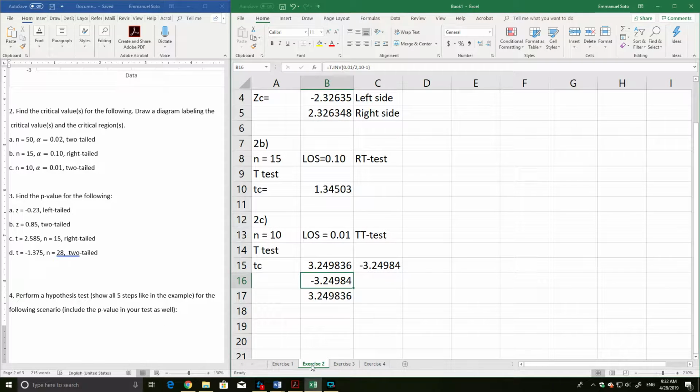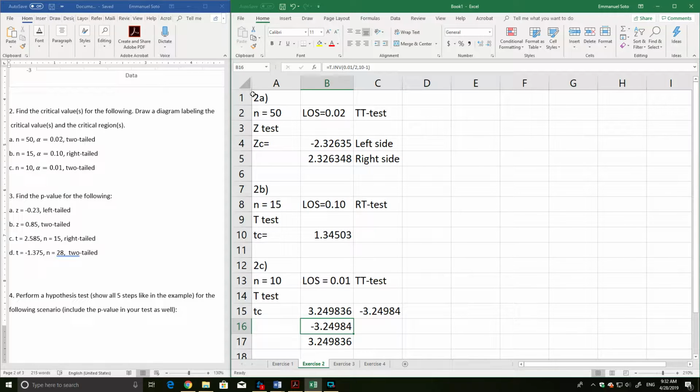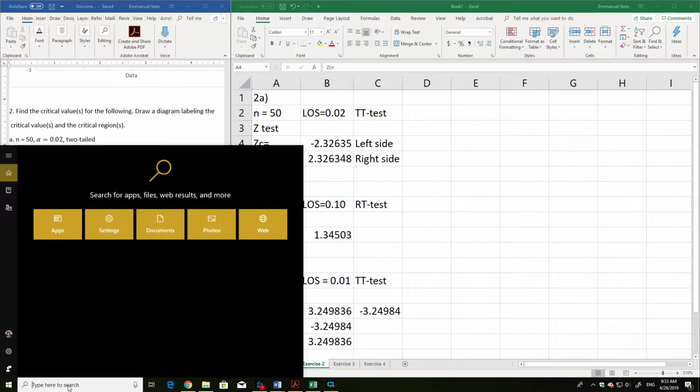Oh, one other thing that we need to do is I need to copy paste the results, but I also have to show you how to draw a diagram labeling the critical value and the critical regions. So in order to do that, there's a couple ways you can go about doing it. This is just an artistic freedom that you have, but one way that I like to do it is to use Microsoft Paint.